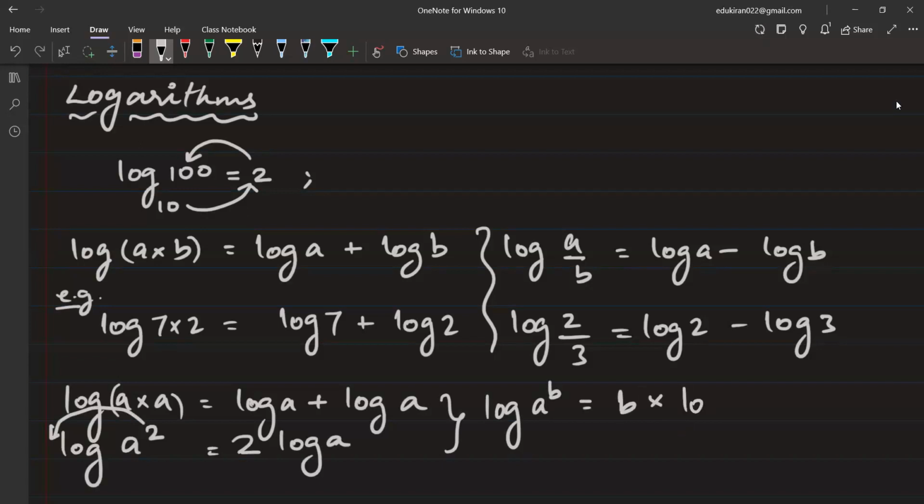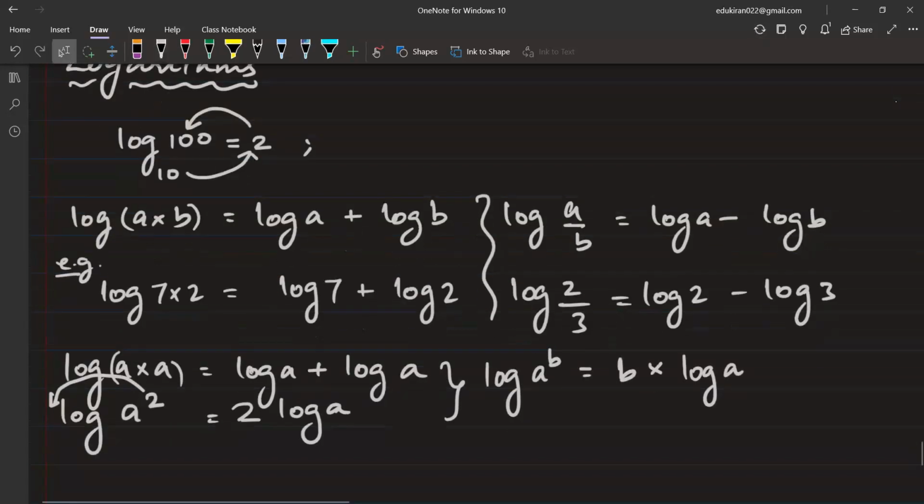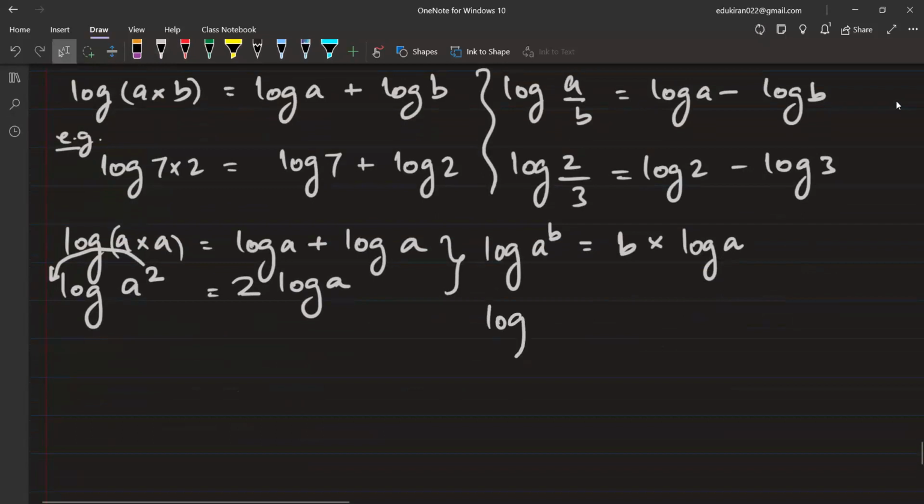For example, अगर आपके पास हो log of 2 to the power 3, then this will be equal to 3 times log of 2. All of you understood this? Yes or no? Please tell me यहाँ तक. Yes, sir. ठीक है. अब देखिए कुछ log की वैल्यूज आपको पता होना चाहिए.